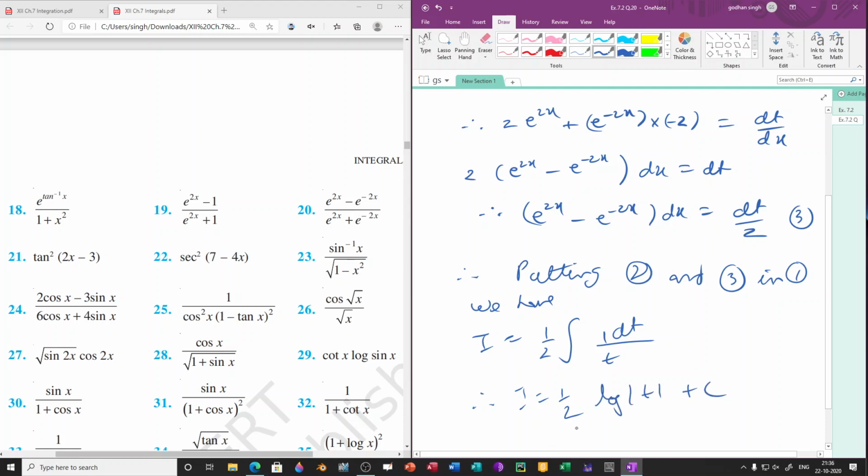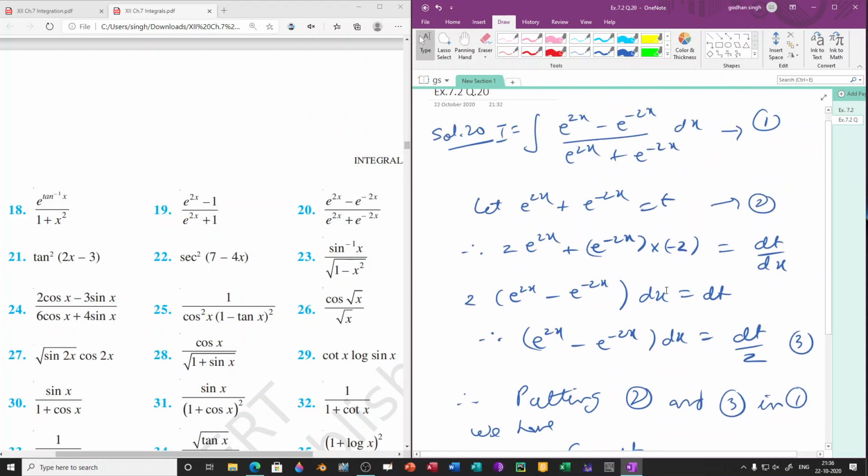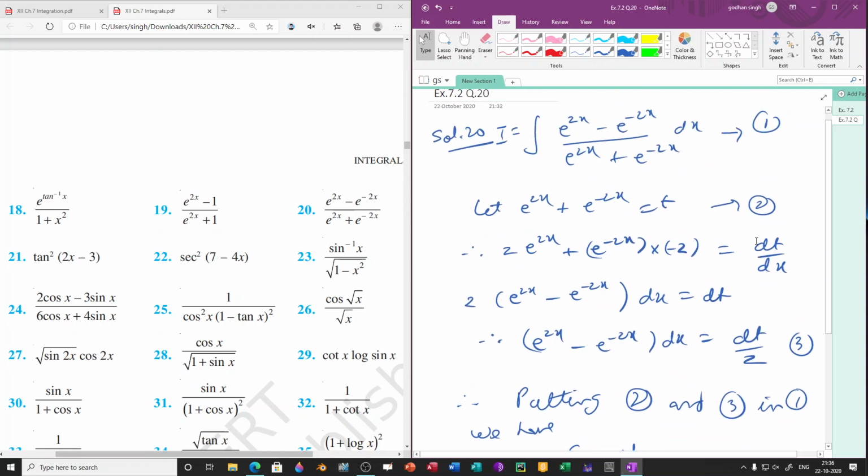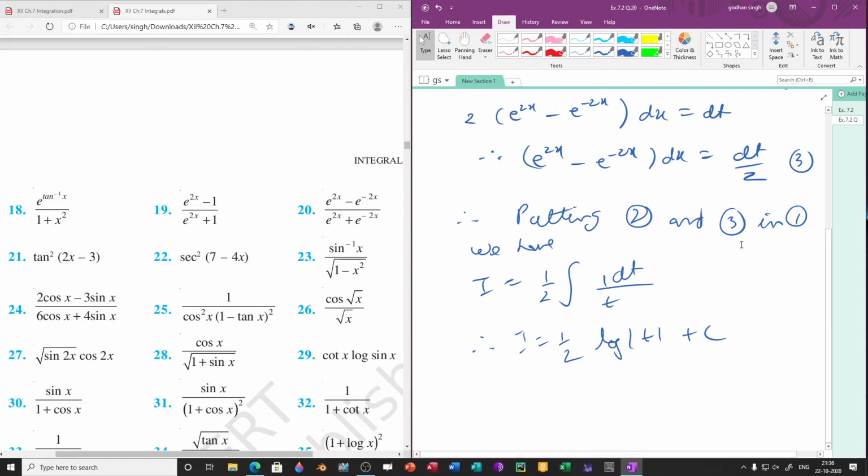Now, putting the value of t. So, what is our t? T is e raised to 2x plus e raised to minus 2x. So, therefore, I equal to half log modulus of e raised to 2x plus e raised to minus 2x plus c.